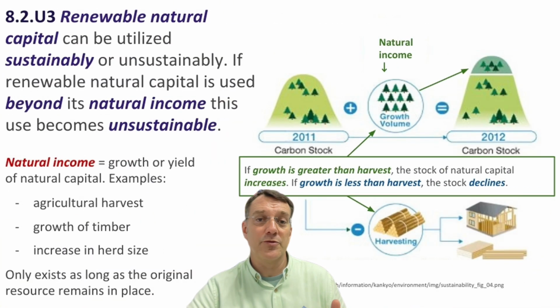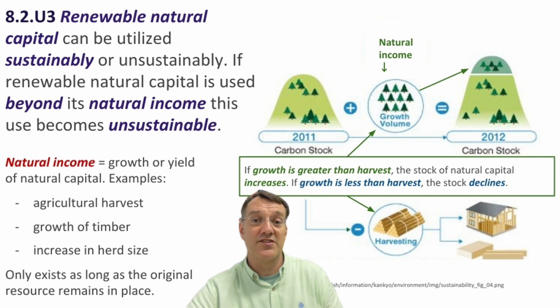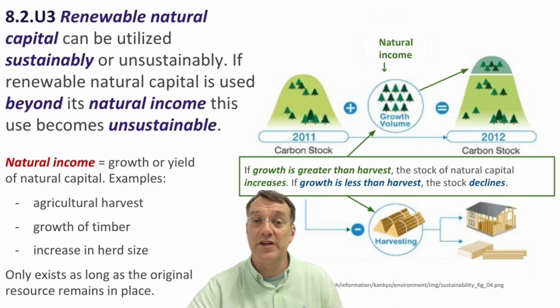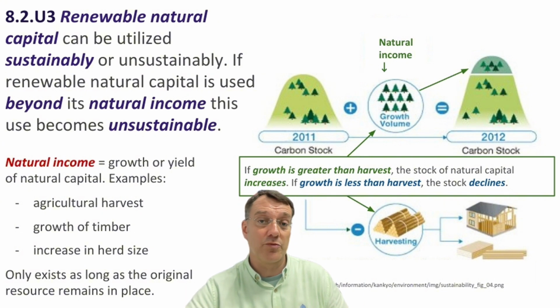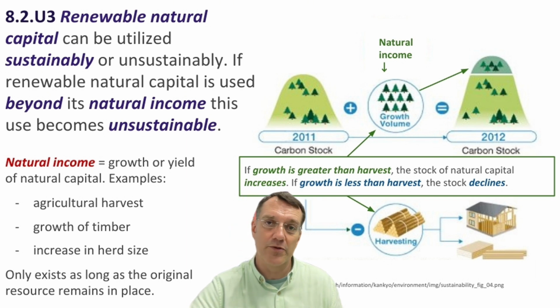Natural income is like interest from a bank account, except instead of increasing your money, you're growing natural resources. If you only spend the interest, your original savings remain intact. With natural resources, if growth exceeds the harvest, then stocks will increase. But if the harvest exceeds the growth, stocks will go down. Sustainable use means using only what regrows, like cutting trees at the same rate that they regenerate or catching fish at the same rate that they reproduce.